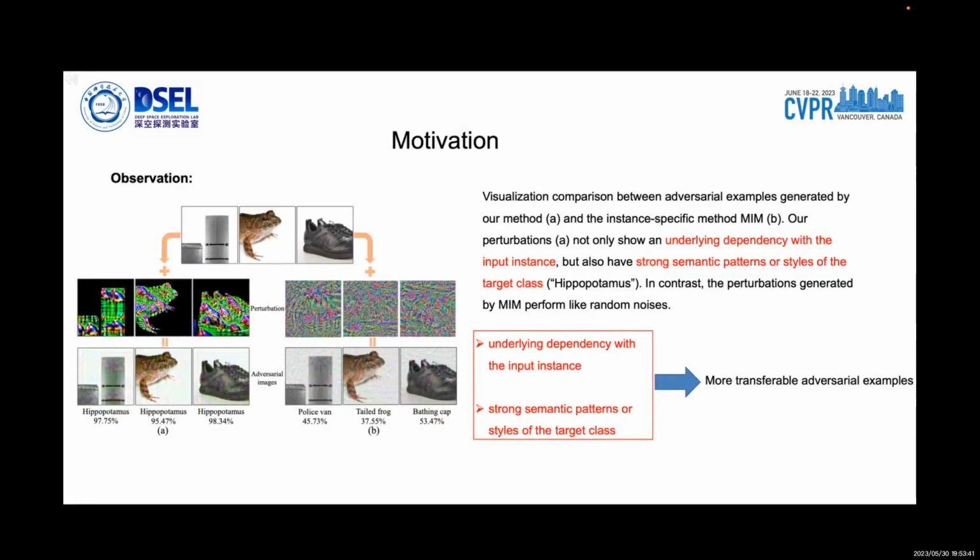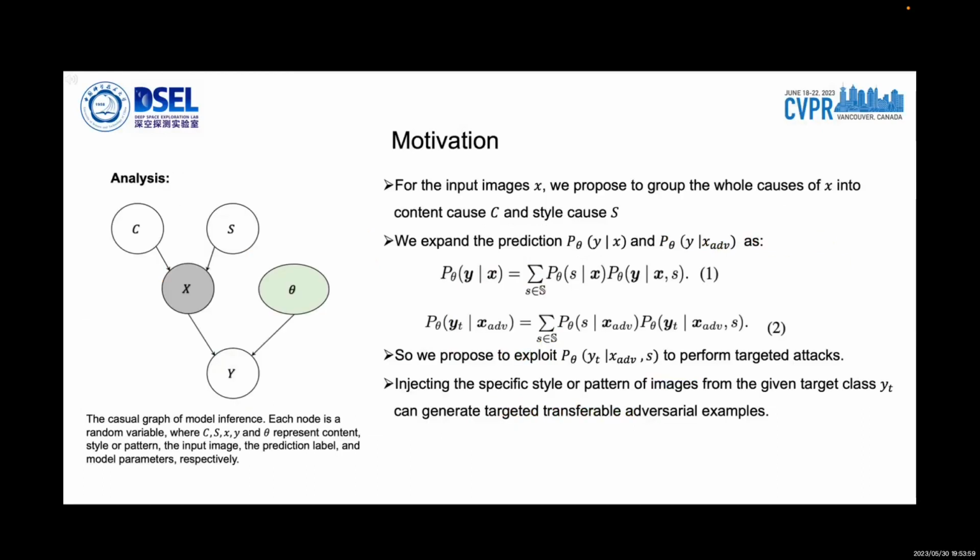Based on these limitations, we observe that more transferable adversarial examples possess two properties. 1. There is an underlying dependency with the input instance. 2. There are strong semantic patterns or styles of the target class. Therefore, according to these two properties, we construct a causal graph to formulate the prediction process of classifiers. For the input images, we propose to group the whole causes of it into content cause and style cause, and we analyze the origin of adversarial examples.